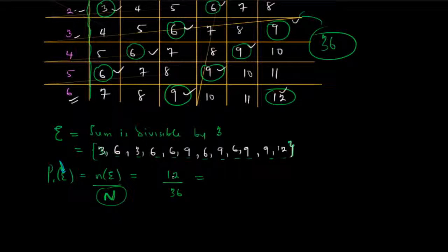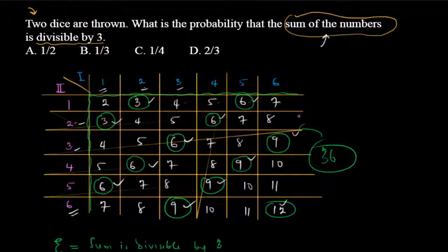So the probability of E is just 12 divided by 36. 12 divided by 12 is 1, and 36 divided by 12 is 3, so this gives you 1 divided by 3. So this is our solution, 1 divided by 3. That completes the problem.